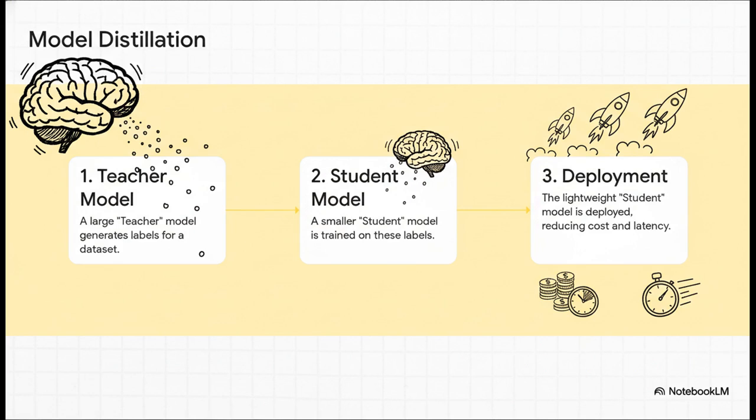Yeah, that last technique, distillation, is just so clever. This slide shows it perfectly. You take a massive, super powerful teacher model and you use it to train a smaller, more nimble student model. The student basically learns all the wisdom from the teacher, but at a fraction of the size. And the result? You get to deploy a model that's way cheaper to run and a whole lot faster without giving up too much quality.